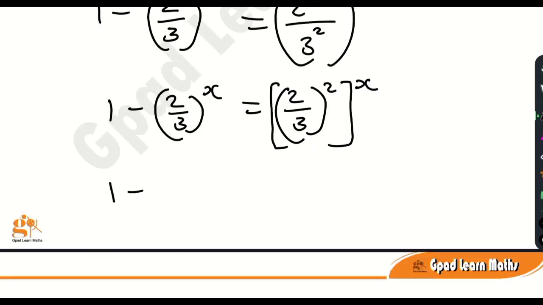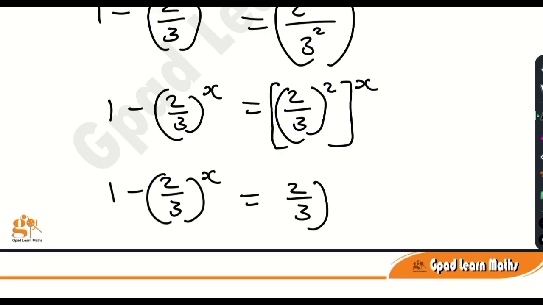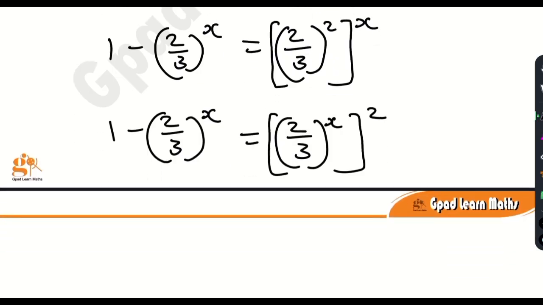So I will have 1 minus 2 over 3 raised to the power of x is equal to 2 over 3. Again, I'm switching the exponent. Raised to the power of x, all raised to the power of 2. Can you see that we have an identical value on both sides? See what I have here? This, and then this again.